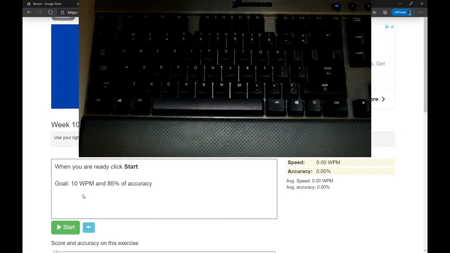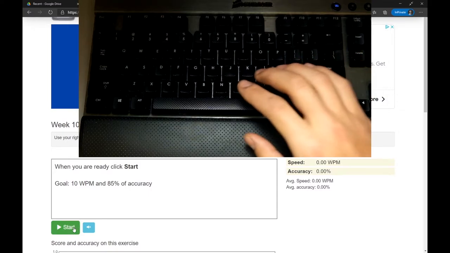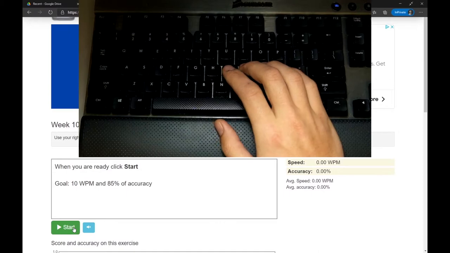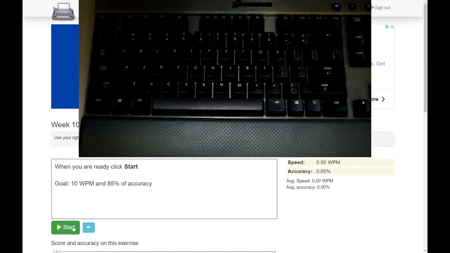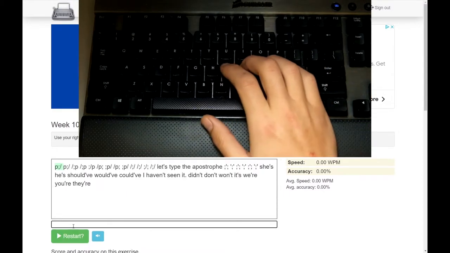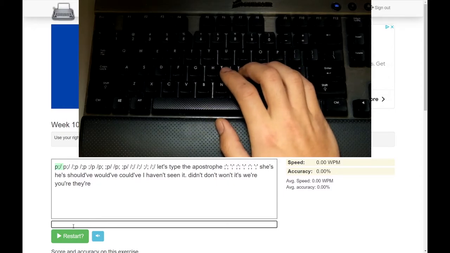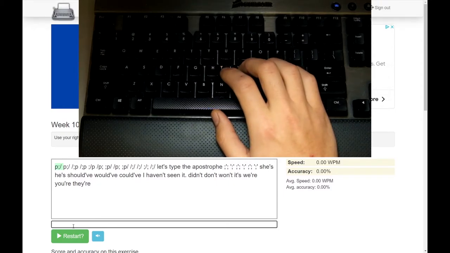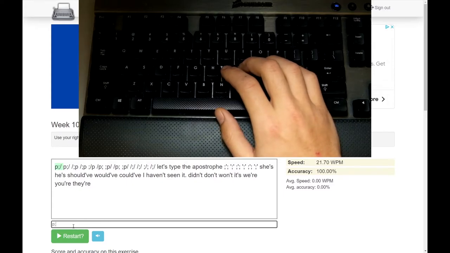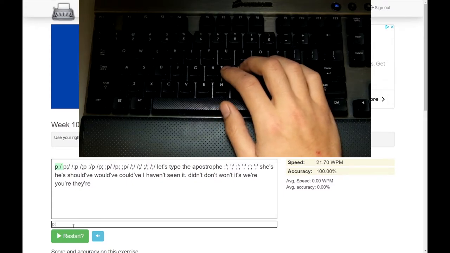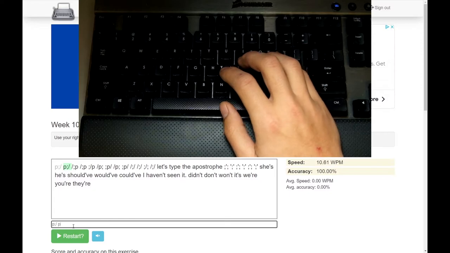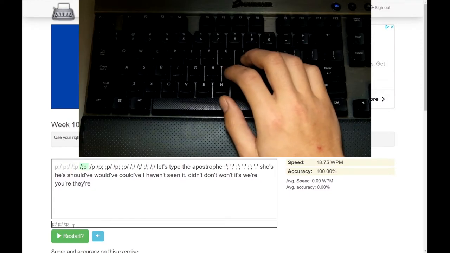Let's try the first out of the three exercises this week. This exercise is focused on the forward slash and apostrophe key. So let's put our right hand on the home position and click start. The first little bit is to train the hand movements for the forward slash key. So let's try that.